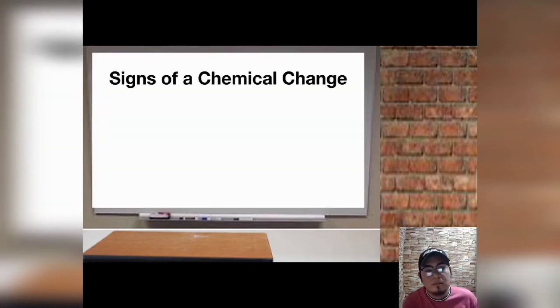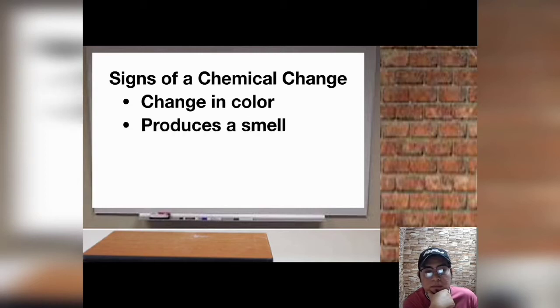Now there's some signs or clues we can look for to tell if a chemical change has taken place. First, you can look for a change in color, like we saw with the fireworks, when the dark powder turned into bright explosions. You can also look to see if the change produced a smell.